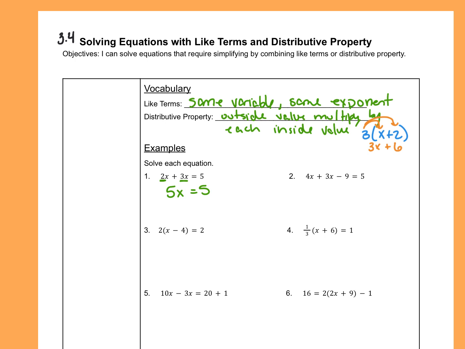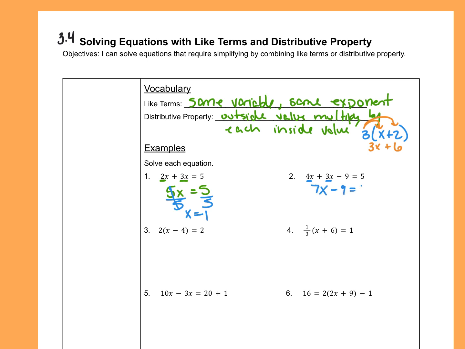So now we're going to solve this like normal. This happens to be a one-step equation. We would divide both sides by 5. And x equals 1. In number 2, I again see that I've got some like terms. I have 4x and 3x. So I can combine those like terms. 4x plus 3x is 7x. Then I bring down everything else.